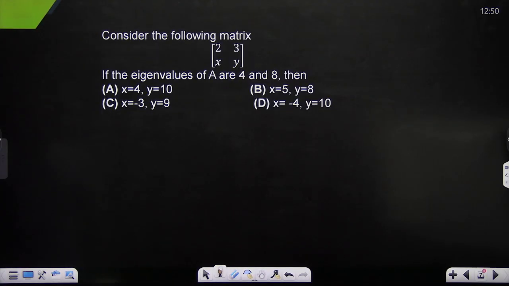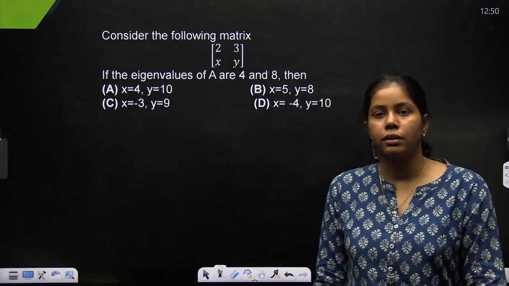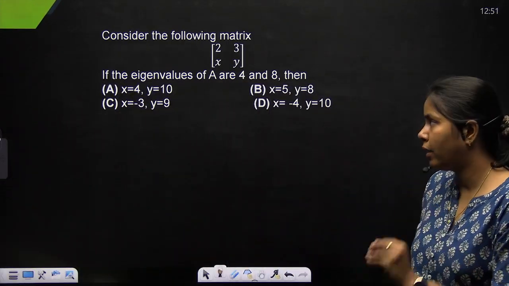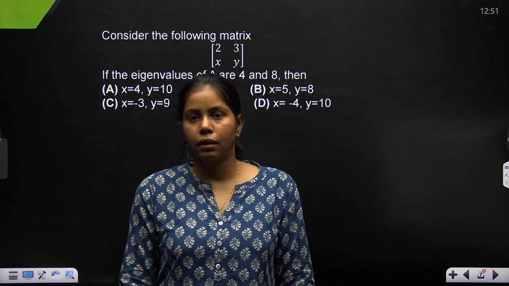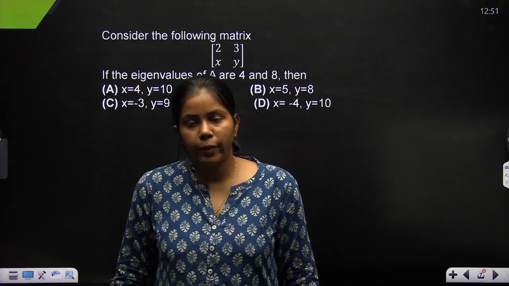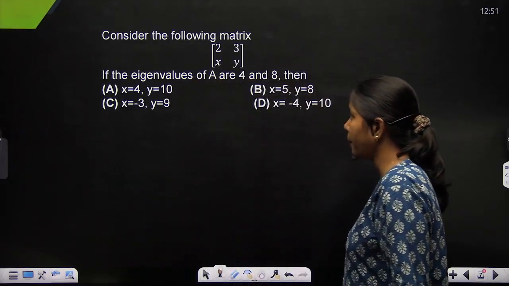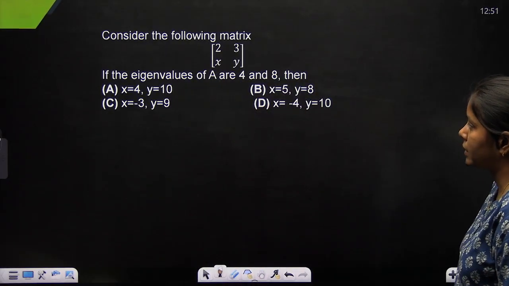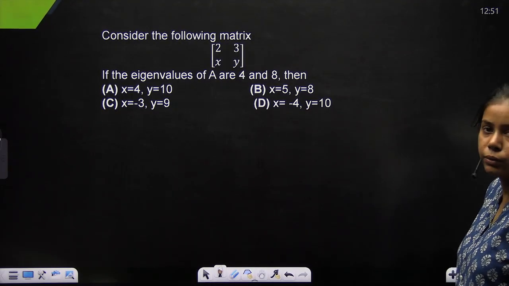Let's see the next question. Guys, for every question, just pause the video when I share it with you, because you have already read the properties. So try to solve it by yourself, and if you do not get it, then look for the solution. Consider the following matrix. Eigenvalues of A are 4 and 8. Then you need to find out the values of x and y.